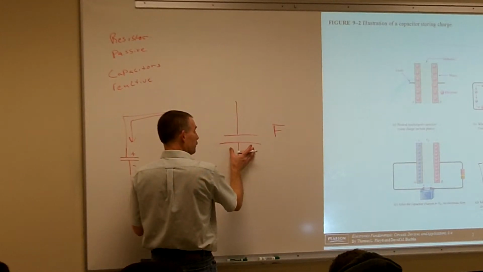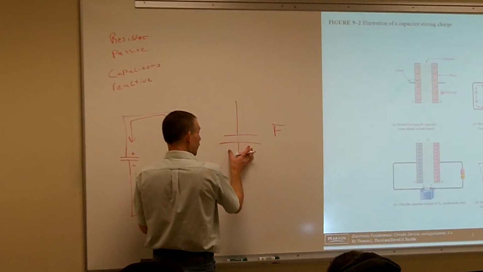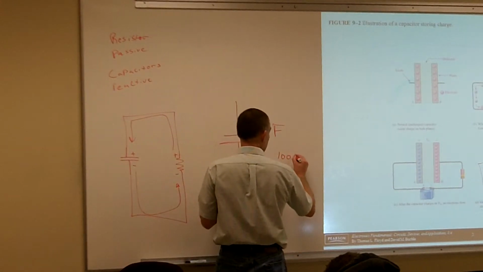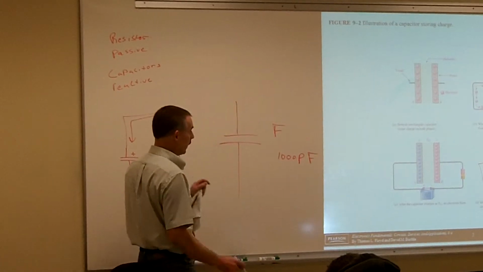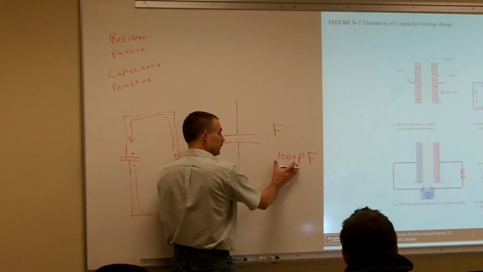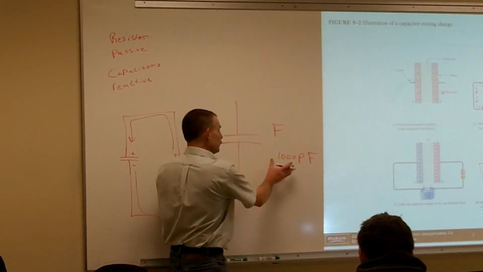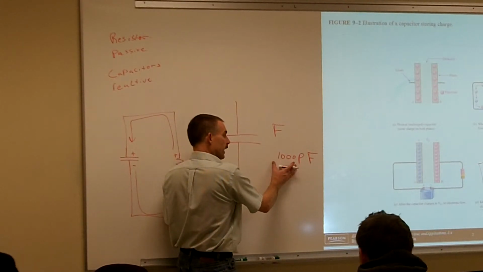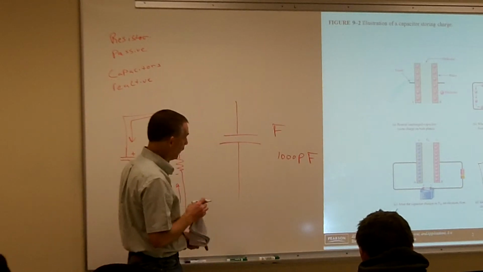For example, in our lab 17, it wanted a 1,000 picofarad capacitor. That was the value of it. We have no clue what the resistance of that capacitor is until we apply an AC signal to it. So when we're identifying what components we need for our circuit, we're just looking at what size capacitor do I need, and that's going to depend on our application.